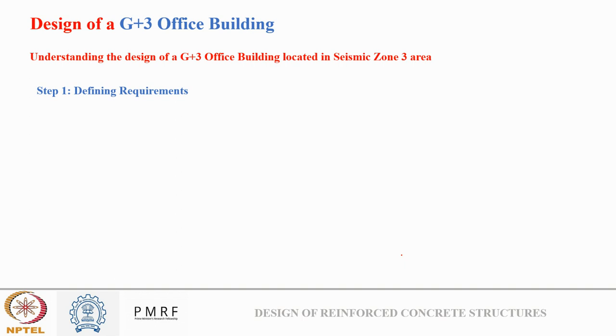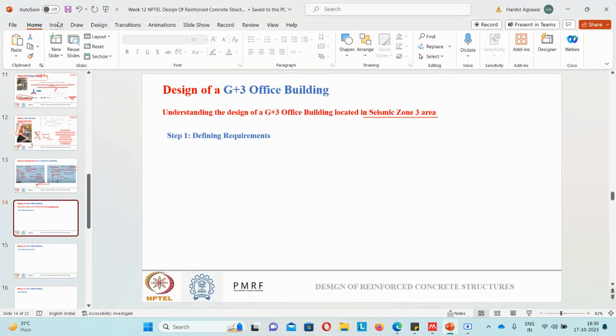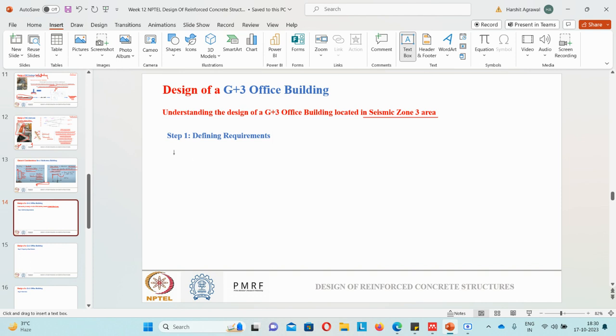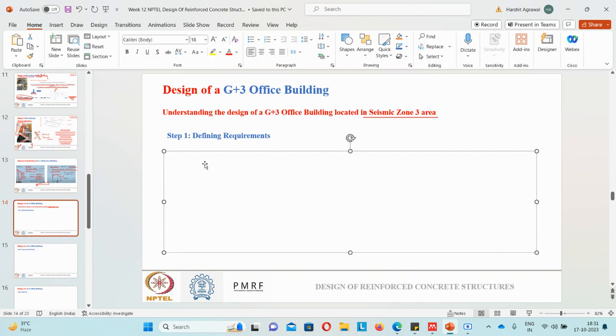Okay, so we'll see a basic understanding of how a G+3 story office building can be designed if it is located in a seismic zone 3 area. Okay, so the first step of designing an RC building is to define the requirements. Okay, so this is an arbitrary question.